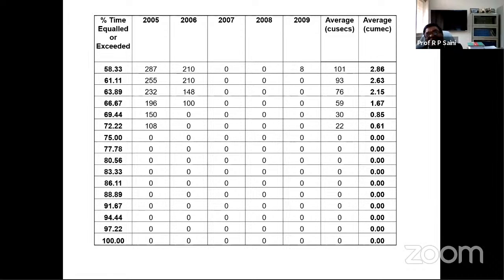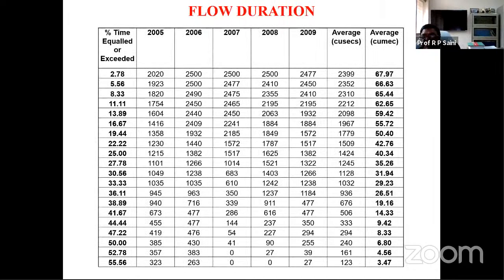That means if I say zero discharge will be available for how many days, you can say all the 365 days. And the maximum discharge will be available for the minimum time duration. So these two columns I want to draw. The x-axis is the first column, and the y-axis will be the last column, and that will be this curve.